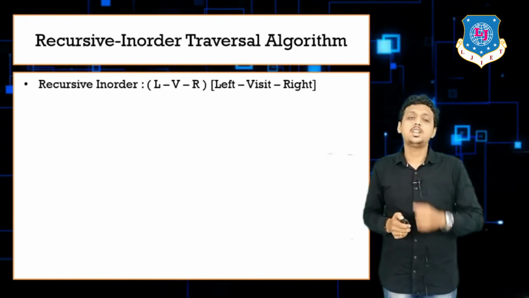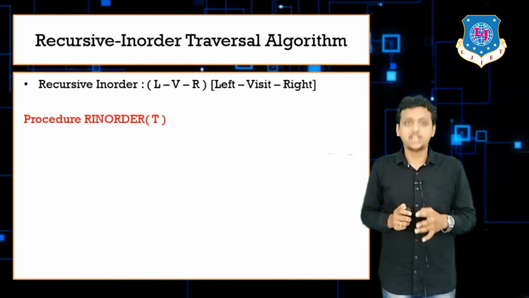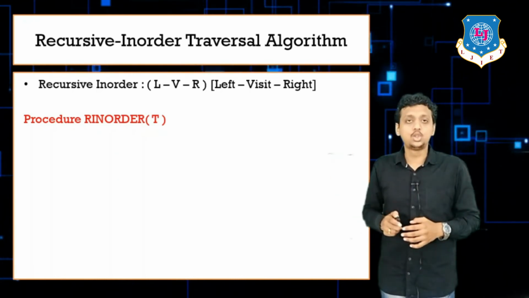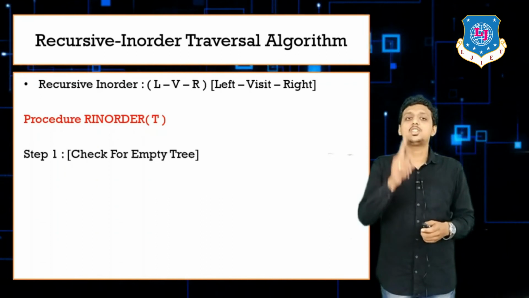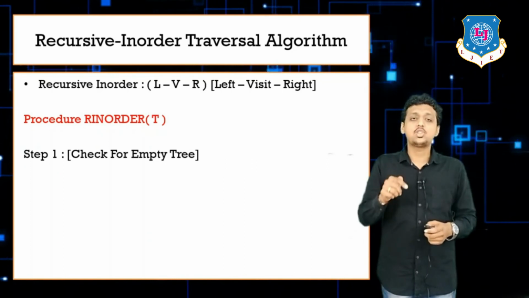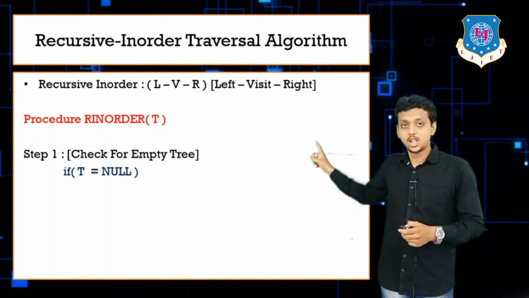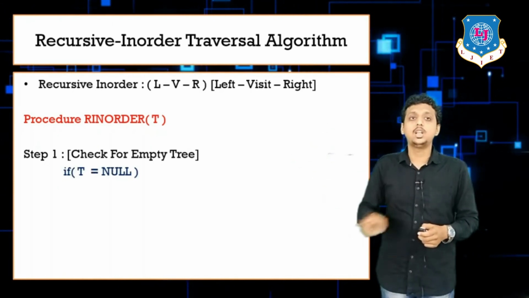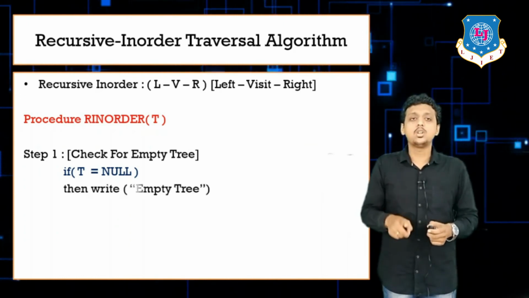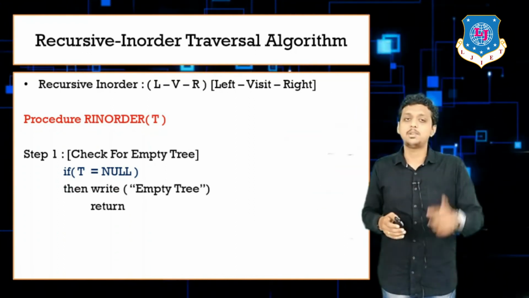So students, for in-order, the algorithm name is procedure Inorder for T. You already know what we mean by T. T is a pointer which is pointing to the root node first. Then we first check whether the tree is empty or not. If you want to traverse a tree, first you need to check whether it is empty. How can you check that? If my T pointer is pointing to null, that means the tree is empty, so you cannot do anything. Just return from that step. That is step number 1.